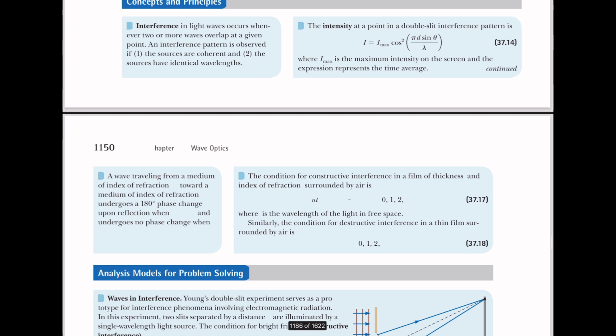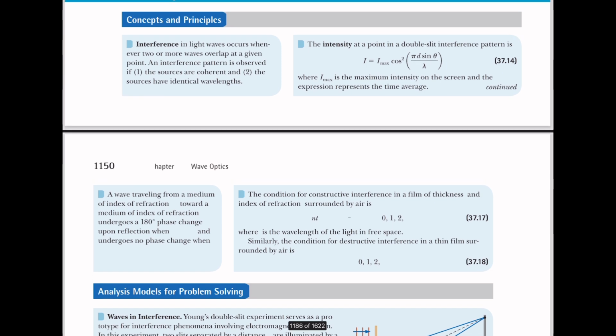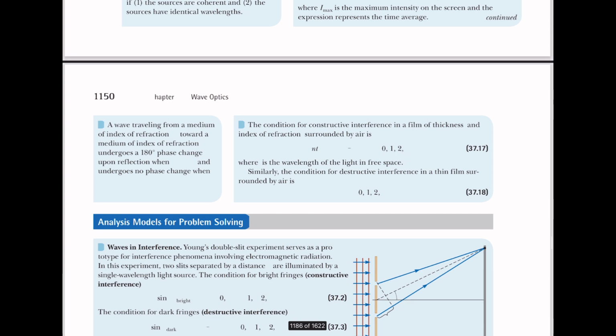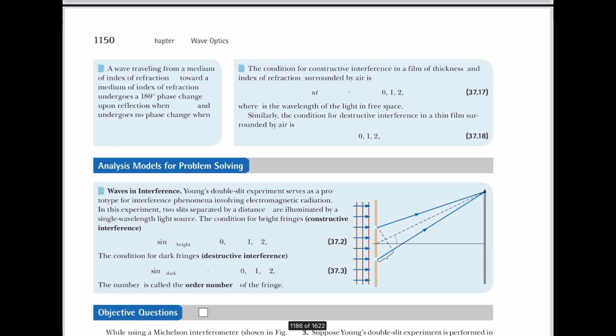Continue. I guess it continues on to the next page, but I was right to think that I stands for intensity. Cool. Let's take a look at this section here. A wave traveling from a medium of index of refraction toward a medium of index of refraction. Okay, there's for sure something missing in the sentence. Maybe the index of refraction n1 and n2 or something like this is missing.